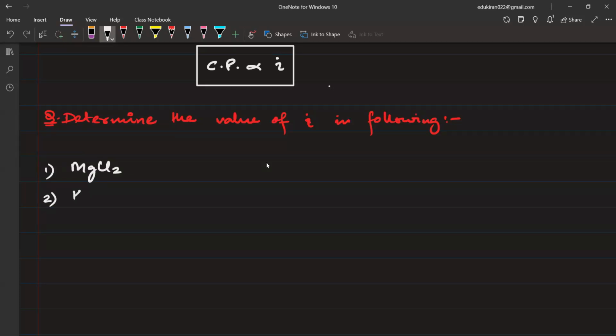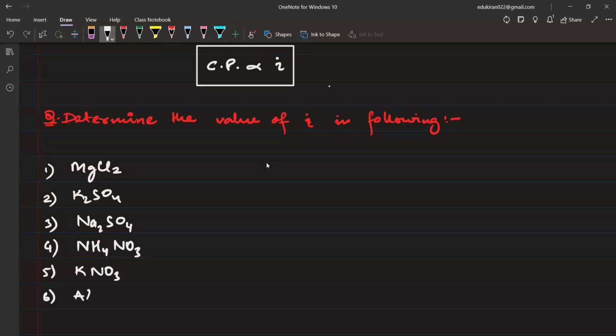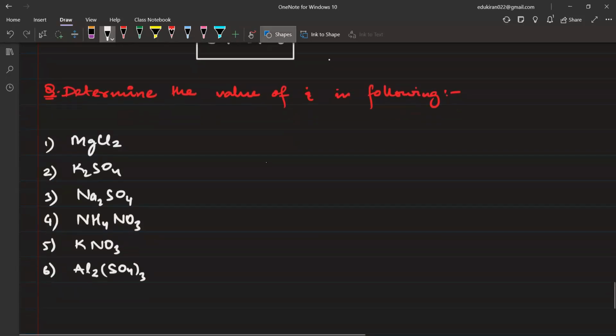For example, you have MgCl2. Secondly, let us write K2SO4. Third, you can write Na2SO4, which is similar. Fourth, you can write NH4NO3, ammonium nitrate. Fifth, you can write KNO3, similar. Sixth, you can write Al2(SO4)3. Okay, so please see here.